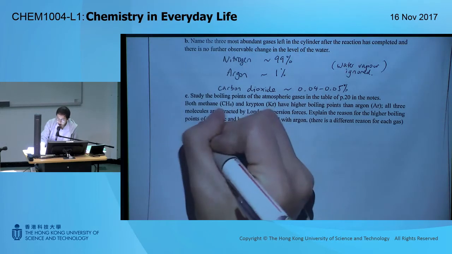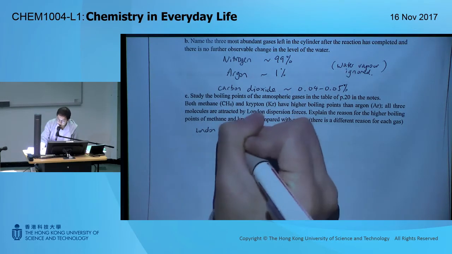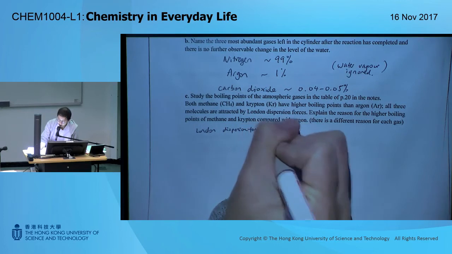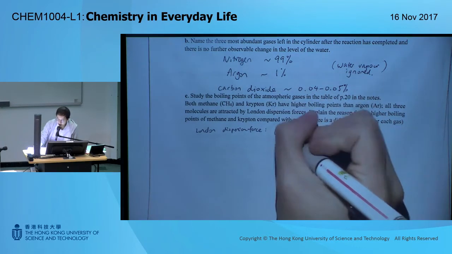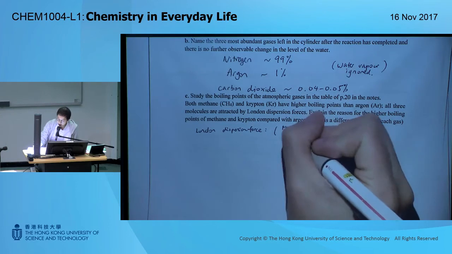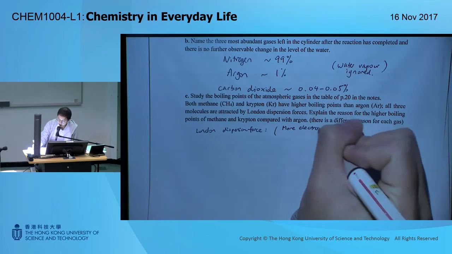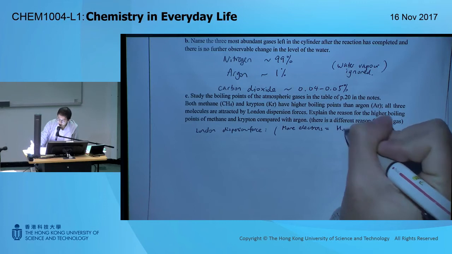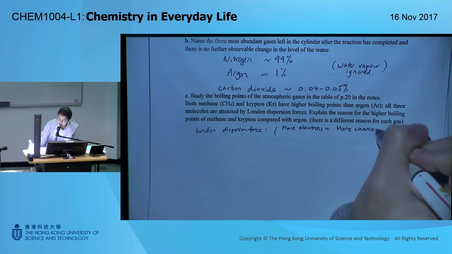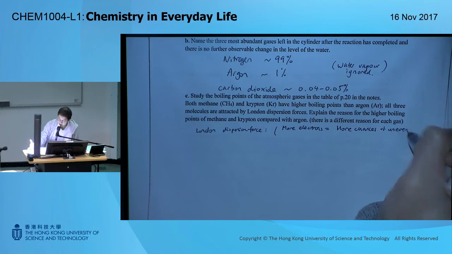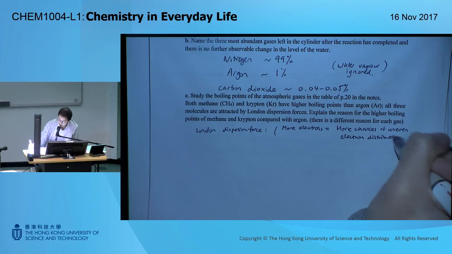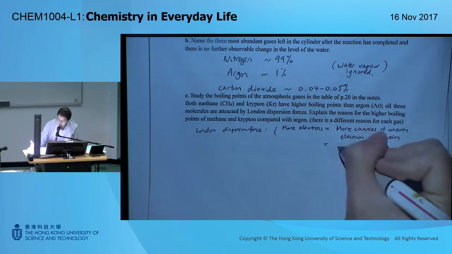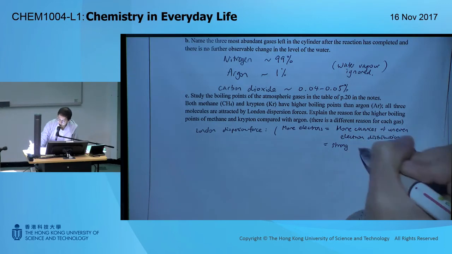So you have to remember that in London dispersion force, the strength of the London dispersion force is dependent upon how many electrons there are in the molecule. So it is usually more electrons you have equals more chances of uneven distribution of these electrons. So you have stronger London dispersion force.